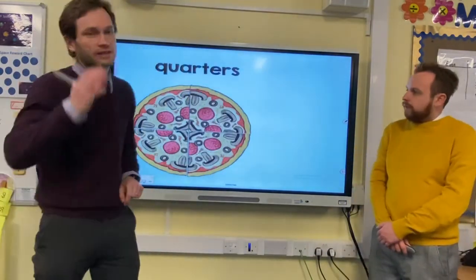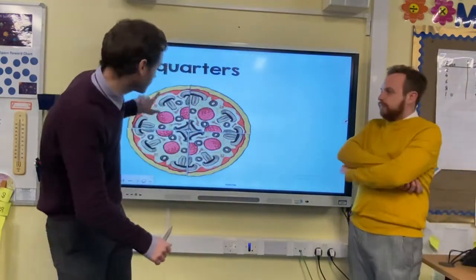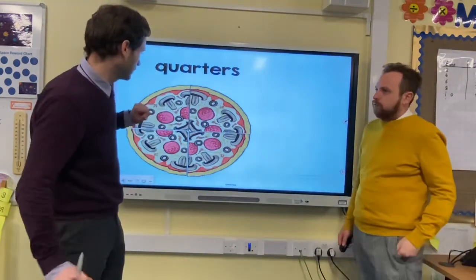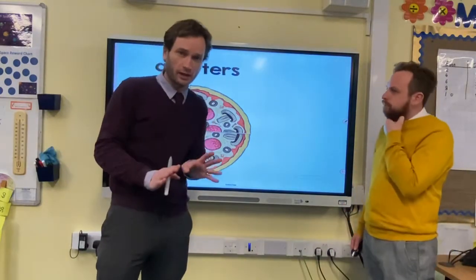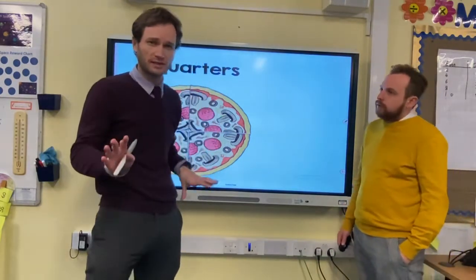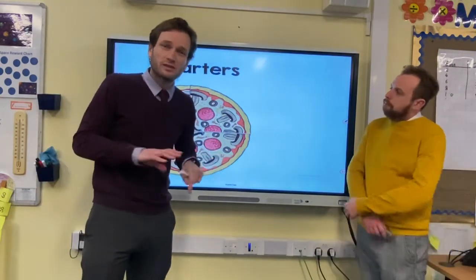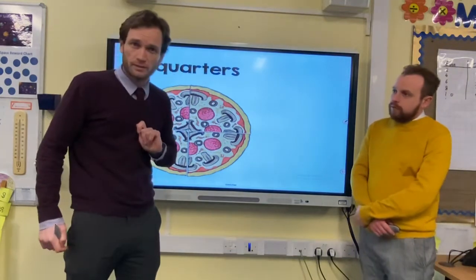Now, very exciting. Our pizza has been split up into even more bits. Can you see how many bits it's been split up into? Okay, 4. Yes, 4 bits. Now it's very important, they're all exactly the same size, okay? With fractions, they've got to be the same size. Now, when it's split into 4 bits, you can probably see this at the top. We call that quarters.